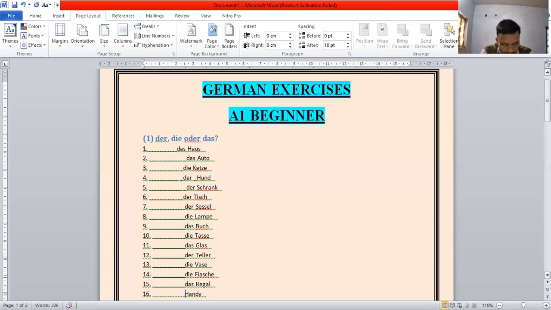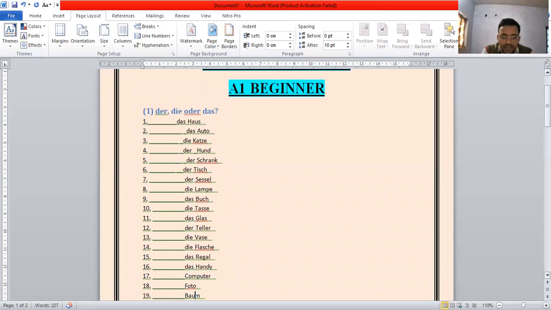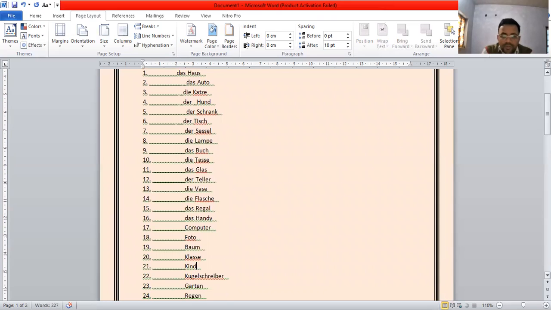Next is Handy. Handy generally means mobile. In general, in German, we say Handy for a mobile. So here we use das Handy. Next one we have Computer. Computer is again very important, and the general term is der Computer, der Computer. Photo, Foto. So for Foto we use das Foto.